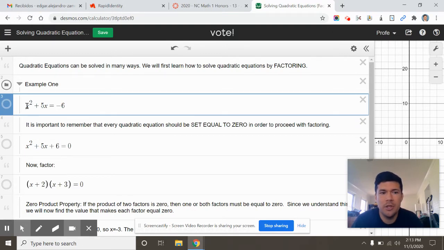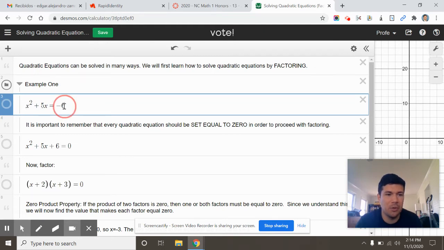A couple of important things. Number one, 90% of the time, let's not say every, 90% of the time, you're going to want to set quadratic equations equal to 0. If you want to say 100% of the time, go ahead. It won't hurt. Set quadratic equations equal to 0. All right, so that's the first thing that I did.